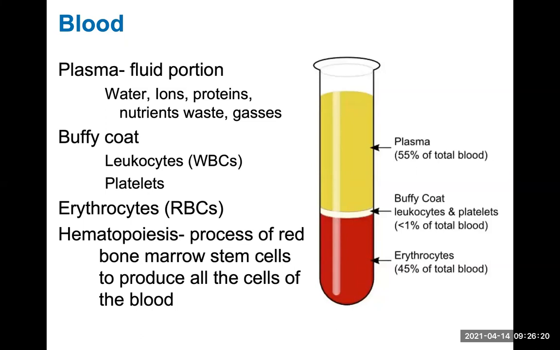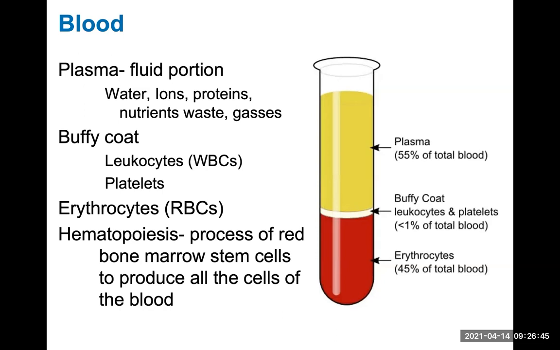Then in the middle, you'd have a thin layer called the buffy coat, and this is where you find the leukocytes. Remember, white blood cells are called leukocytes. We also have our platelets, which you know are part of what is needed for clotting. And then below that, you'll have the layer of your red blood cells, erythrocytes, okay?